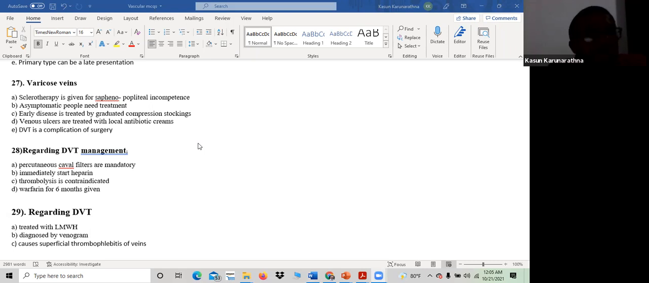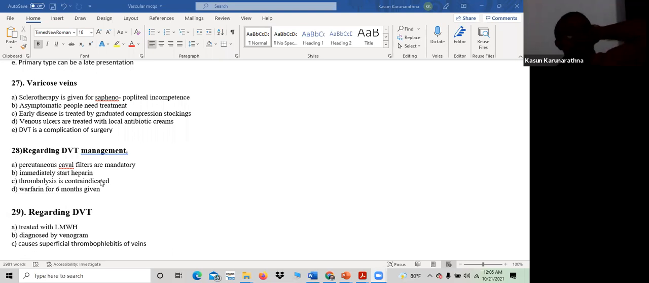The other thing is, there are two indications. One is failed medical treatment. The other is a pliable, propagating thrombus. Maybe there are two indications. Anyway, not mandatory. Immediately start heparin. Yes. Thrombolysis is contraindicated.